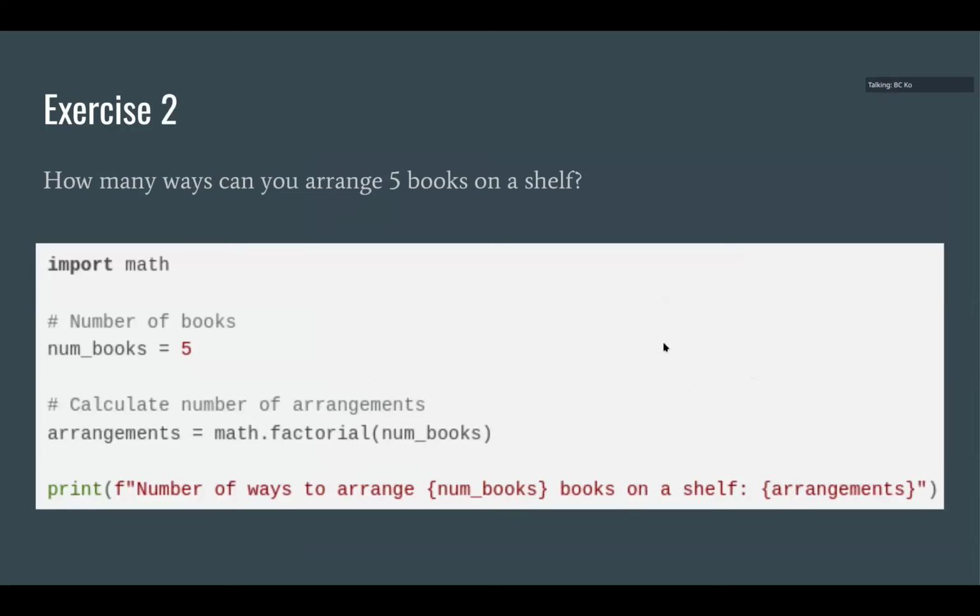Here is another exercise. How many ways can you arrange 5 books on a shelf? You can think about how many different orders you can place the books in. So you can use the factorial of the number of books to find the solution. If you were to do this using Python, you can import the math module, and we will define the number of books as 5, and you calculate the number of ways to arrange these books by finding the factorial of 5 using math.factorial.